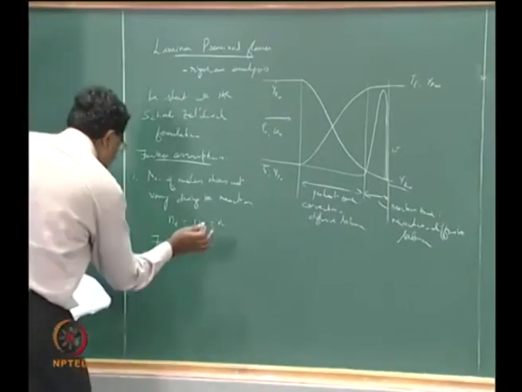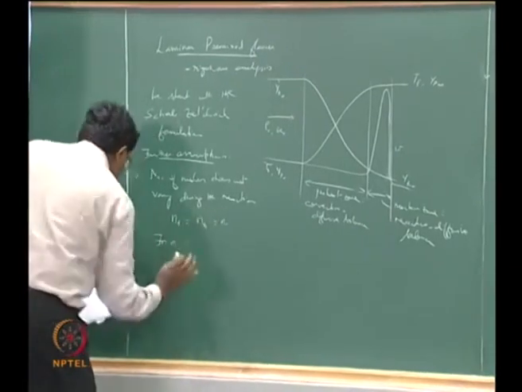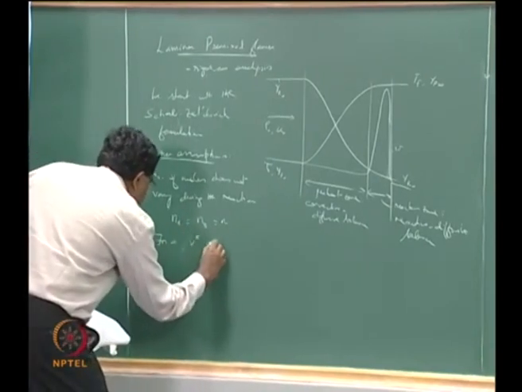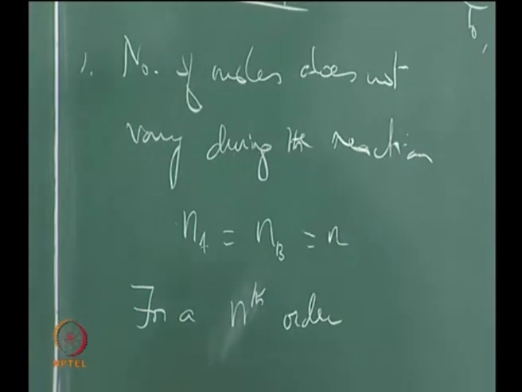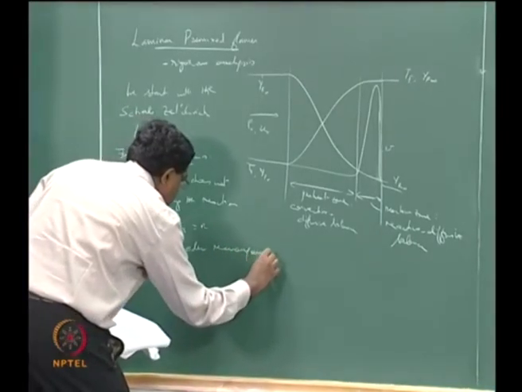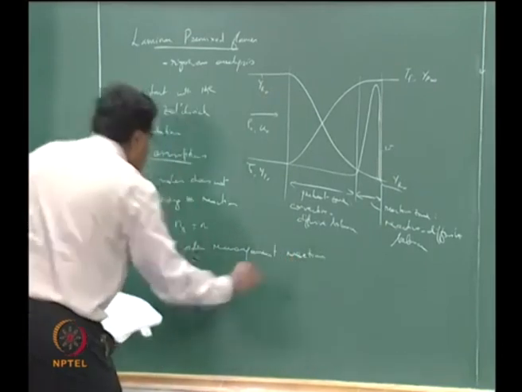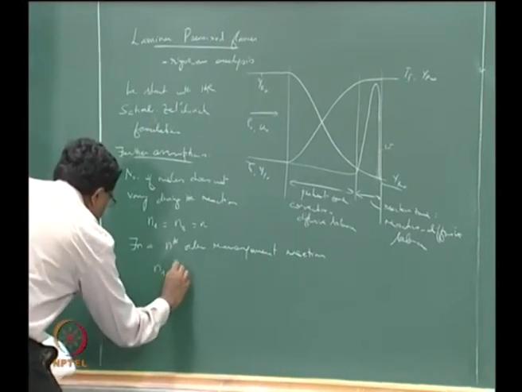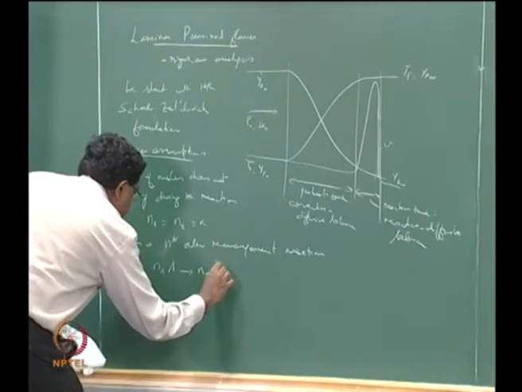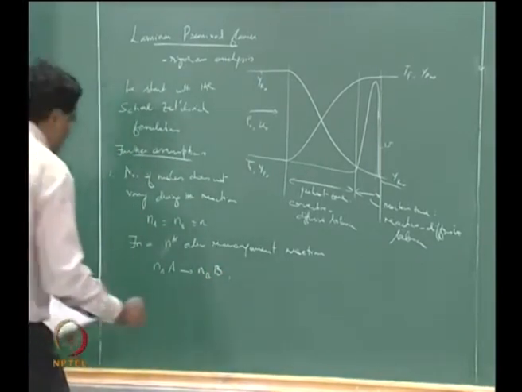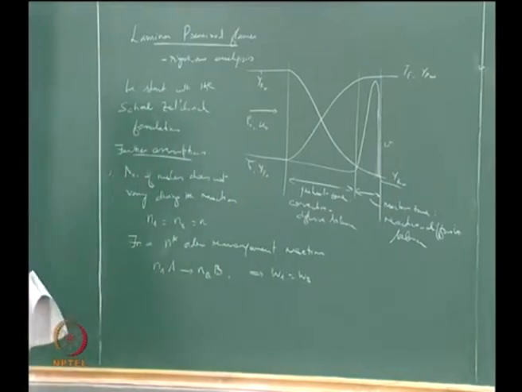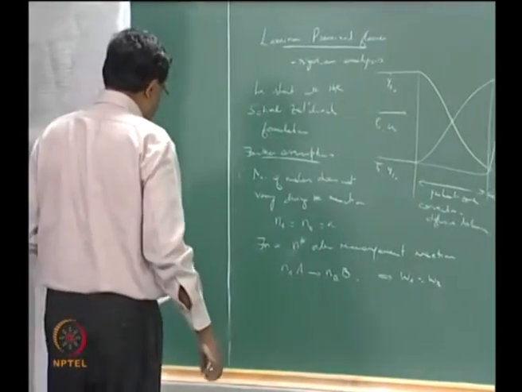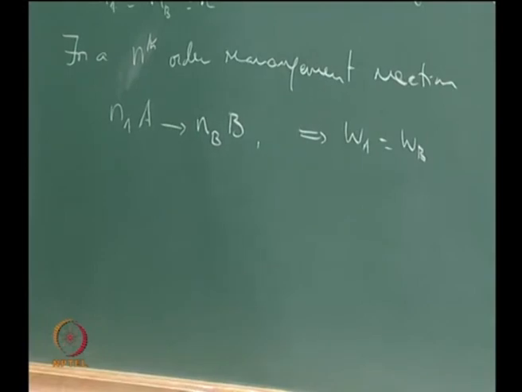nth order rearrangement reaction, such as let's say A equals B. When you now say NA equal to NB, then this actually implies that WA equal to WB. So what basically happens is your mass fractions and mole fractions are equal. So you don't have to worry about a further equation that relates mass fractions and mole fractions.